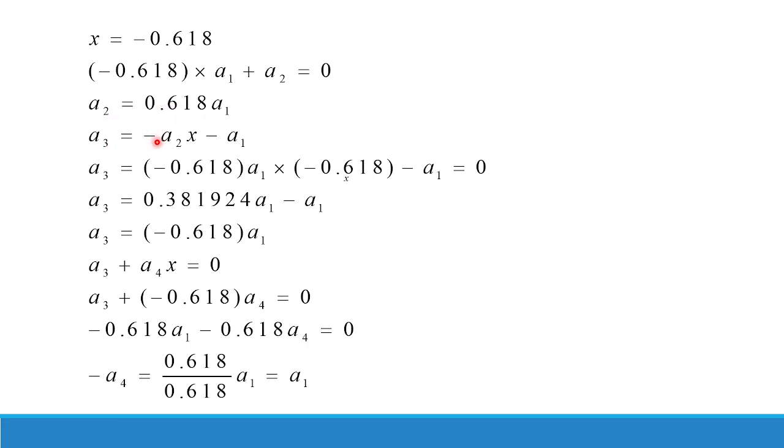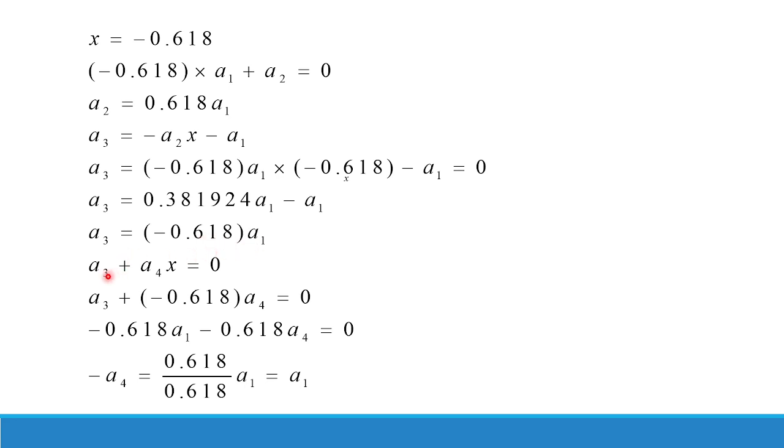Now a3 is equal to minus a2x minus a1, so substituting again the value of x and a2, we get 0.618 a1 multiplied by minus x, is equal to minus 0.618, minus a1 is equal to 0. So a3 will be equal to, if we calculate it, minus a1. So a3 would be equal to minus 0.618 into a1.